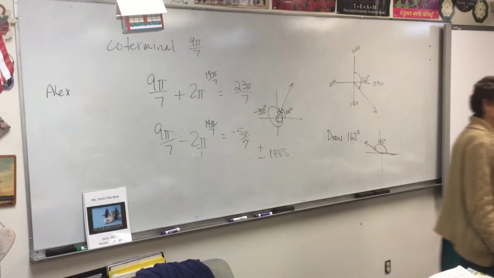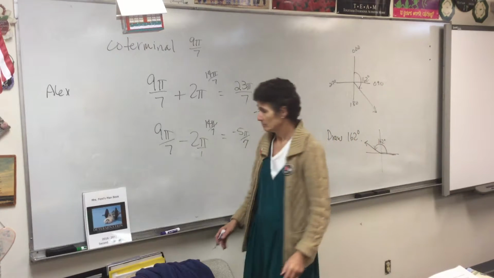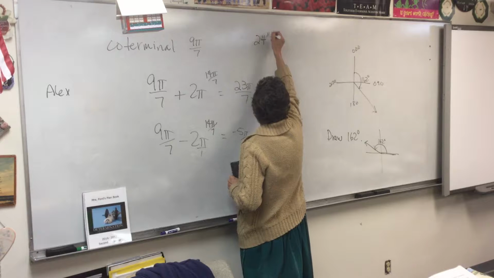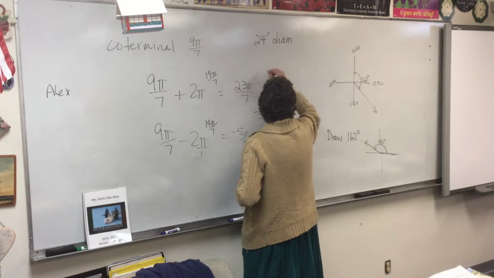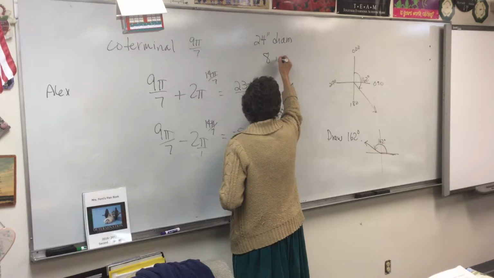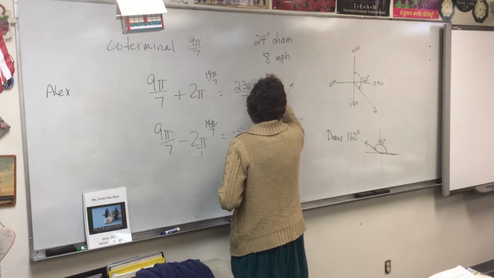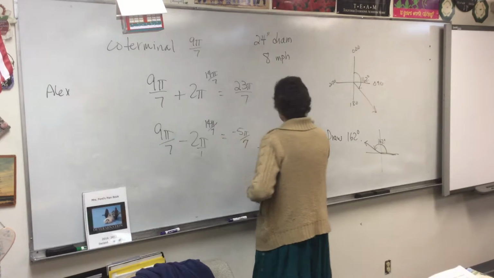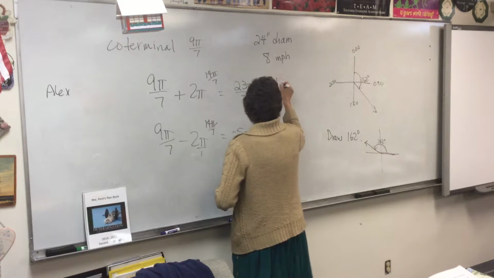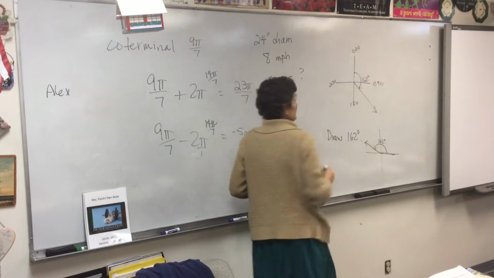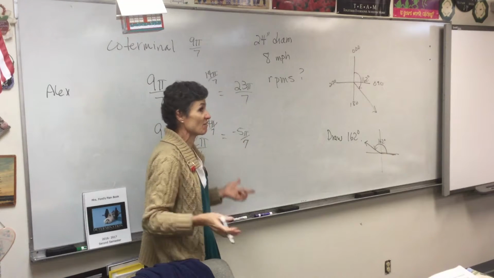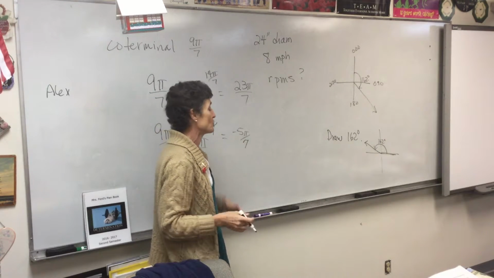Blakely? Number 3 on page 2, it says a bicycle with a 24-inch diameter tire is traveling at 8 miles per hour. How many revolutions does each tire make per minute? Okay, so I'm looking for revolutions per minute. So this is basically a factor label kind of thing. I just have to get from one unit to another unit.